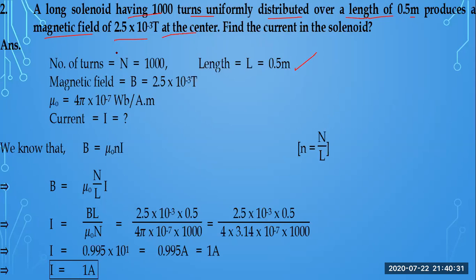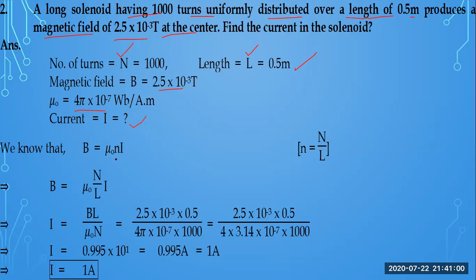First of all, what's given? The number of turns is given, that is 1000 turns. The length of the solenoid is 0.5 meter. The magnetic field is given, 2.5 multiplied by 10 to the power minus 3 Tesla, and you know the value of mu naught is 4 pi multiplied by 10 to the power minus 7. You are asked to calculate the current.